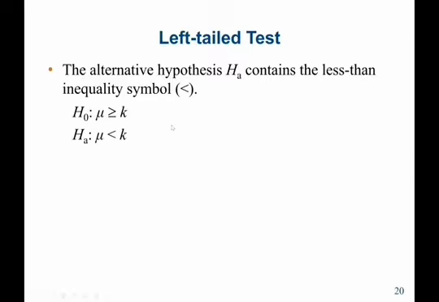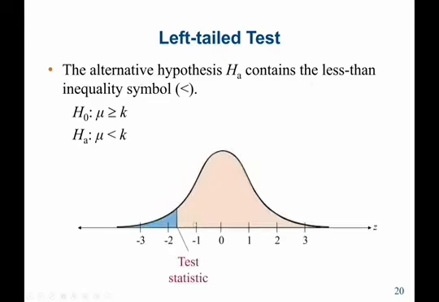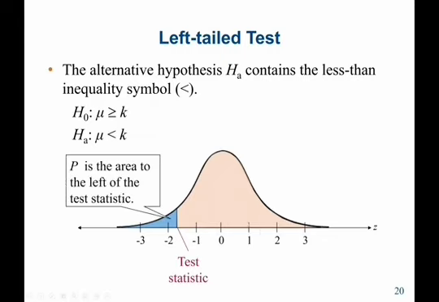Now, for the left tail test, the H0 will be mu greater than or equal to K, then HA, mu less than K. So again, the left tail test is when the HA, the alternative hypothesis, contains the less than inequality symbol. It will look something like this, a normal distribution. This is a parametric test, so our distribution will be normal. And we can see the left region.